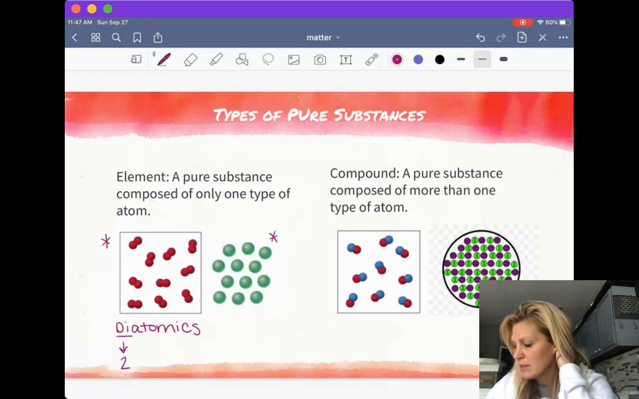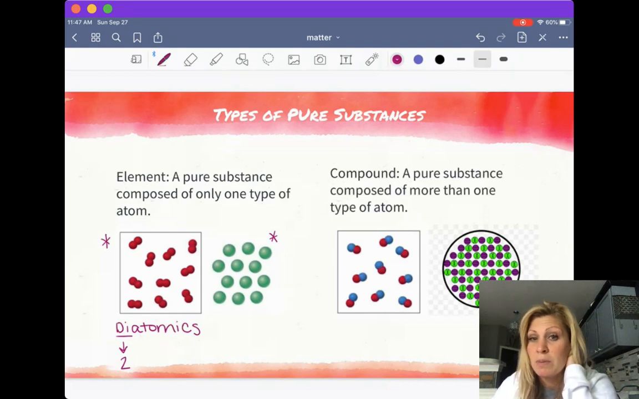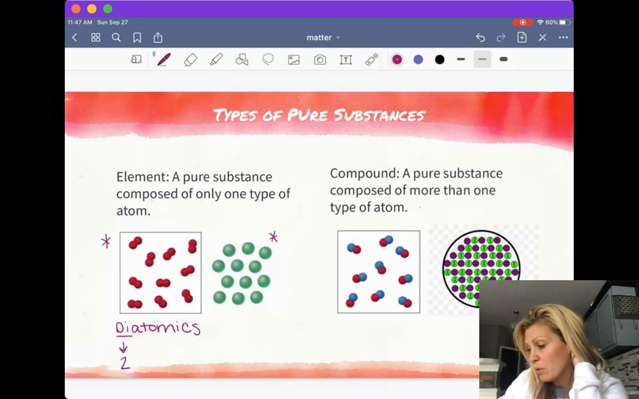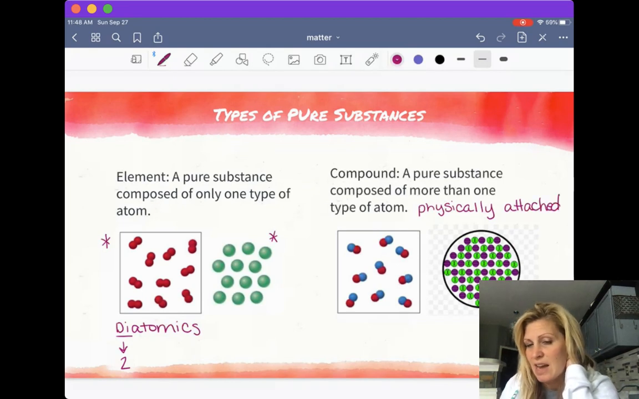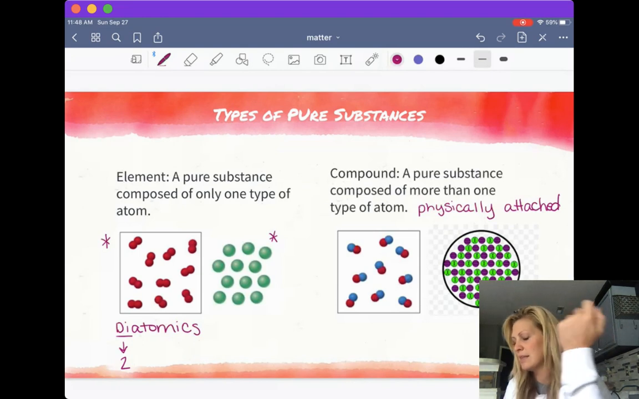Our other type of pure substance is called a compound. This is a pure substance that is going to be composed of more than one type of atom. And the thing you're going to look for is that they are physically attached. Okay, they should be physically attached. So if you see more than one atom, they have to be physically attached to one another to be classified as a compound.